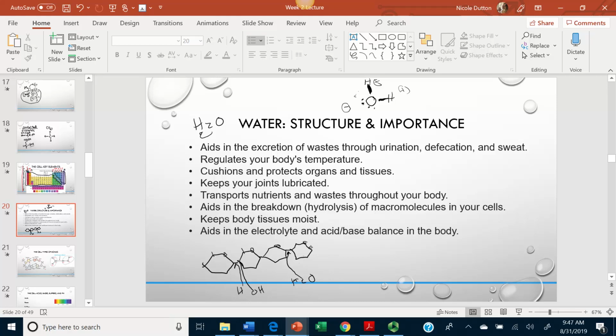Now, if one of these is broken off, then we can use it for energy production, or we can use it to build our own structural components inside of our cells. So we need water in order to break the bonds of any of our nutrients that we need to use in the body. It keeps body tissues moist, and it aids in the electrolyte and acid-base balance in the body.